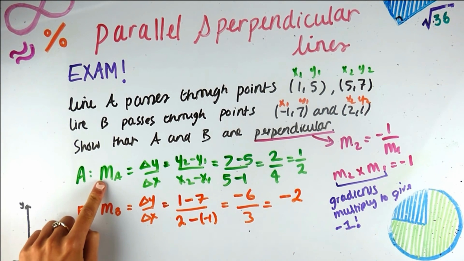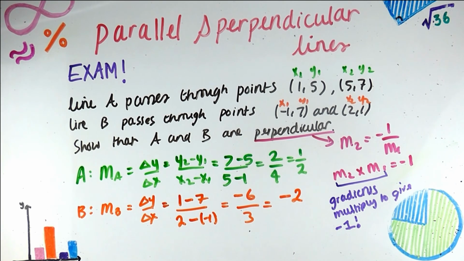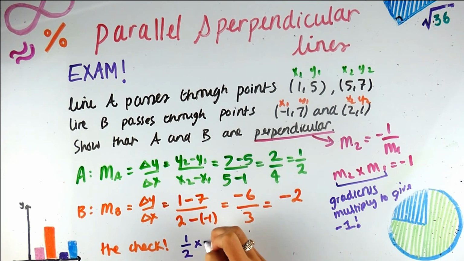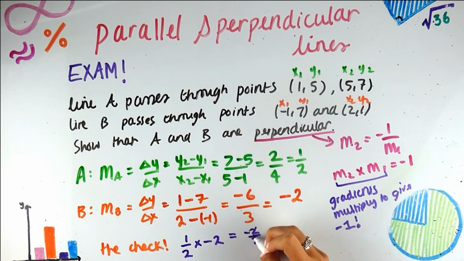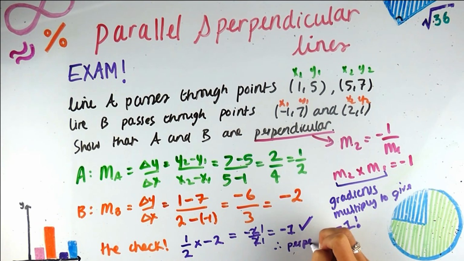Okay, so I now have MA and MB. I have the two gradients. Now I need to check that if I multiply them together, I get -1. So 1/2 multiplied by -2 is -2 over 2, which cancels to give -1, therefore perpendicular. And you can say why using that reasoning. So that's how you do that. If you want to show two lines are perpendicular, the gradients multiply to give -1.